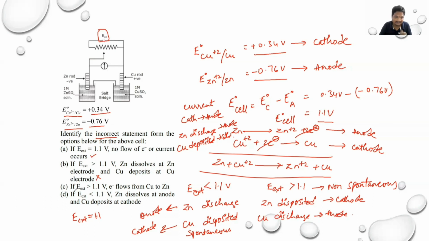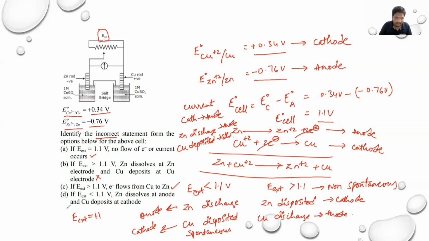Okay, now if you see option C, if E external is greater than 1.1, electrons will flow from copper to the zinc. That means the anode is copper. So from the anodic compartment to the cathodic compartment there is a transfer of electrons. So again, this is a correct statement.